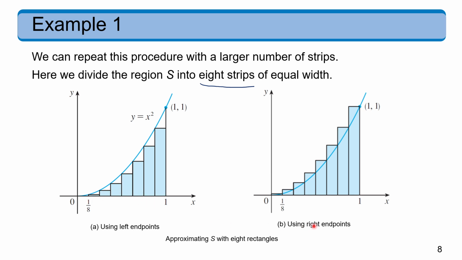For the second estimate, we'll use the right endpoints. For each subinterval, let's pick this one here. You go to the right endpoint, move vertically till it hits the curve. That's where we'll put the height. Okay, so we're now going to calculate the areas for both of these cases to get our new estimates.